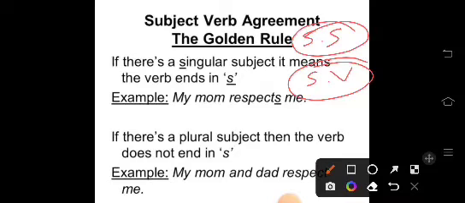What does it mean? If we have a singular subject, say, for example, my mom, this is a singular subject. We are talking about a single individual, that is my mom. So our verb will be singular, that is, it would end with s or es. It would be just the opposite of nouns.